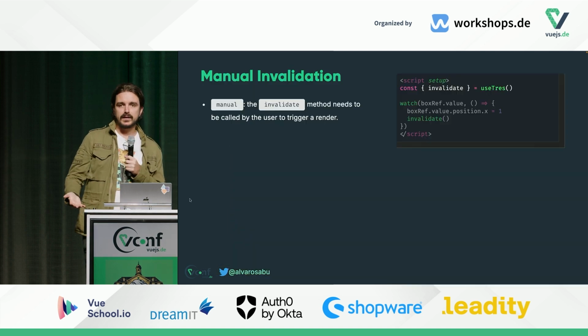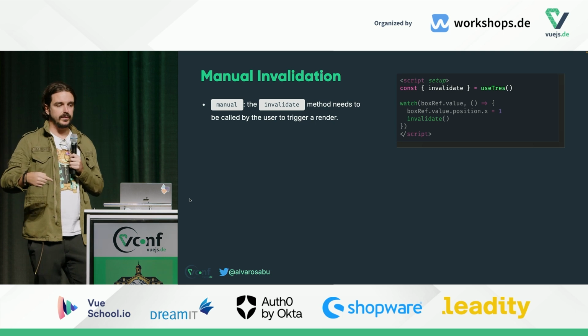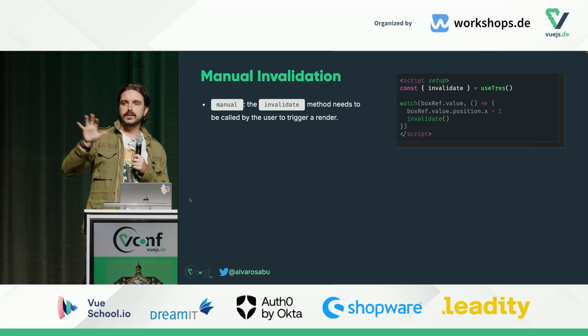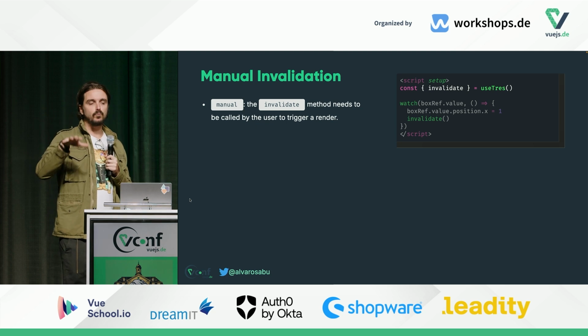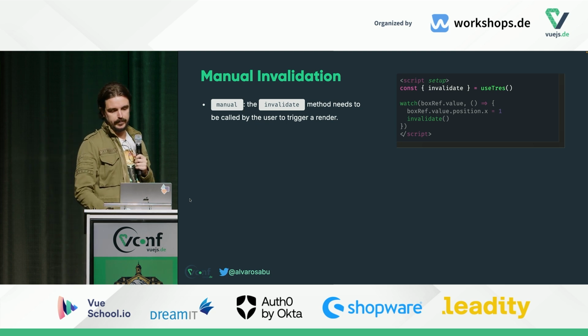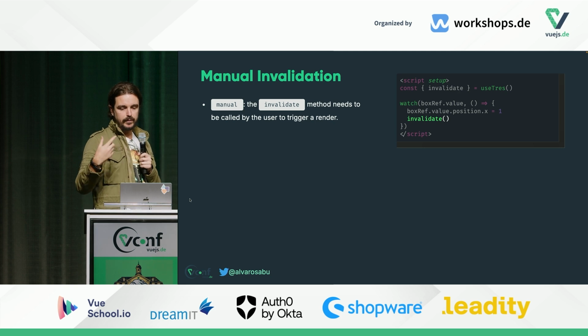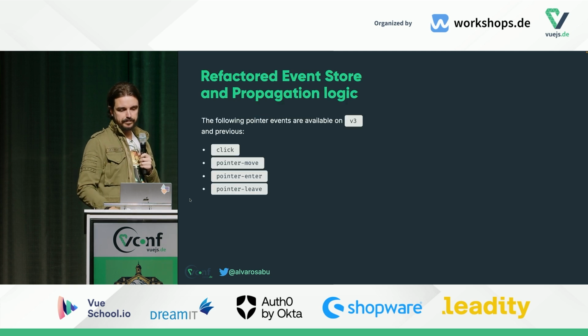Then we have manual invalidation, which is another level. Instead of on-demand, we let the user decide when they want to invalidate the frame. So they decide when to render the scene. You can do it by using the useTres composable, and whenever you see a change, you invalidate.